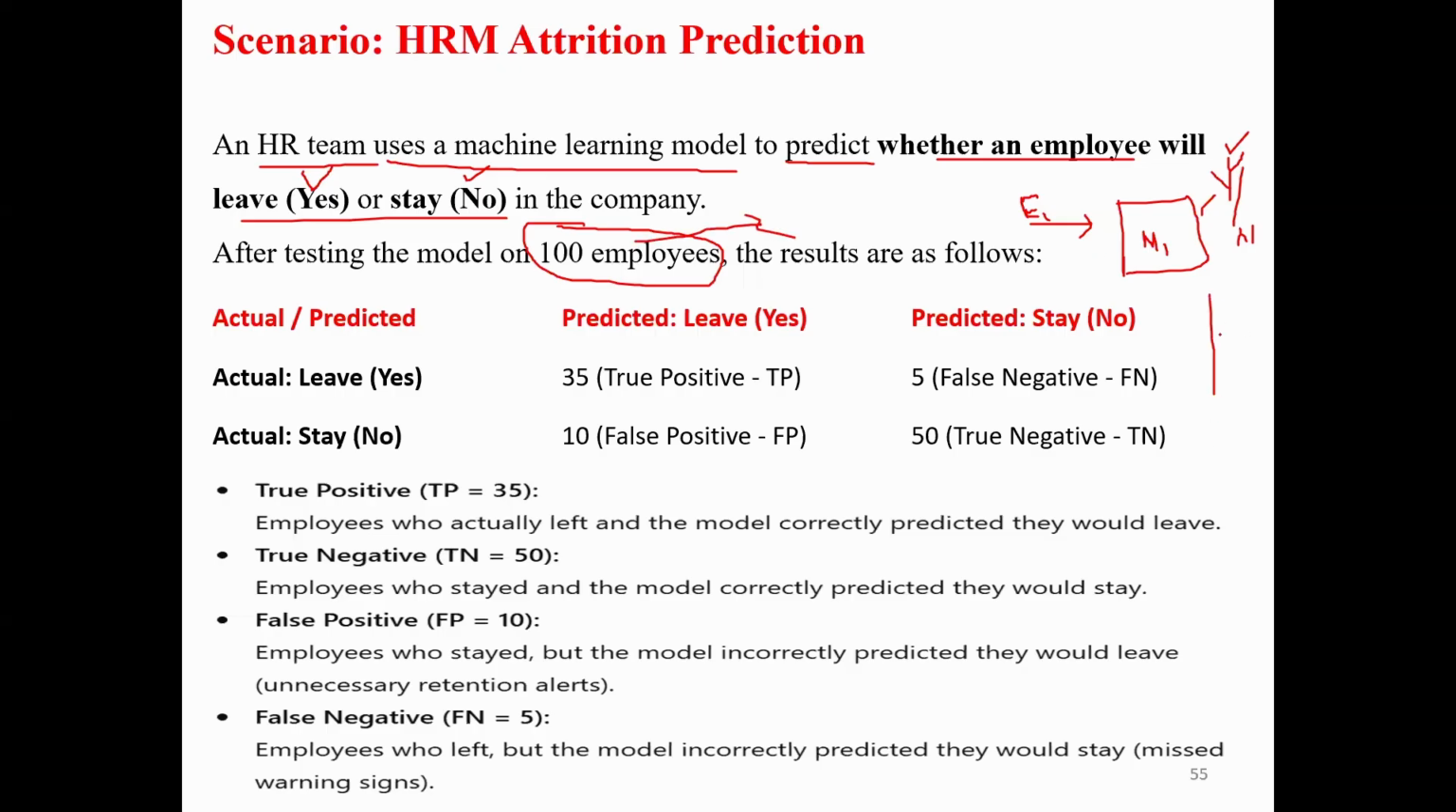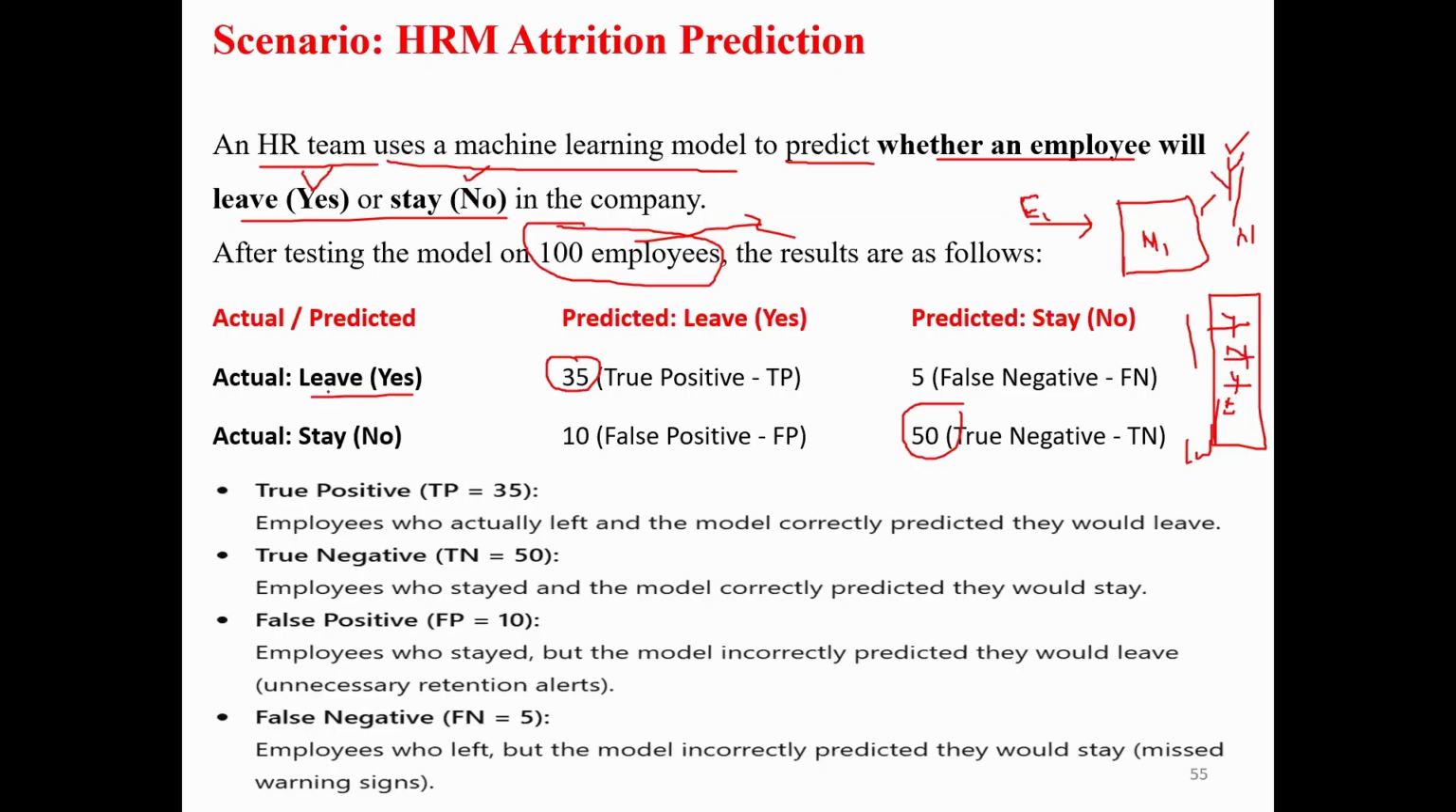So 100 means I got the 100 number output. Yes, no, yes, no. Yes, no, yes, no. Like that I got it from 1 to 100, right? After getting that, I analyze the actual versus predicted. Every true positive is 35 and true negative is 50. Absolutely no required at all.